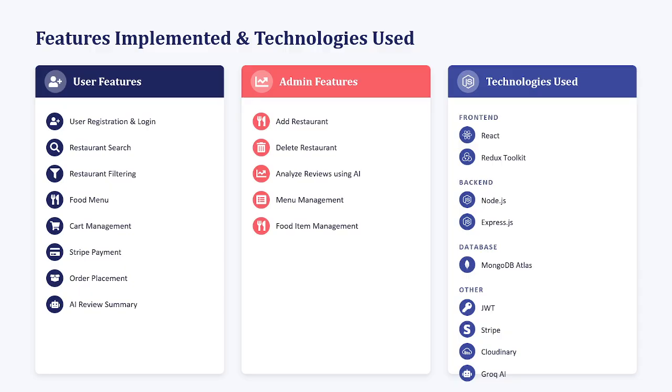The major technologies used in this project are React.js for frontend, Node.js and Express.js for backend, MongoDB Atlas as the database, Redux Toolkit for state management, JWT for authentication, Cloudinary for image storage, Stripe for payment processing, and Groq AI for review analysis. Each technology was selected based on its ability to solve a specific requirement.